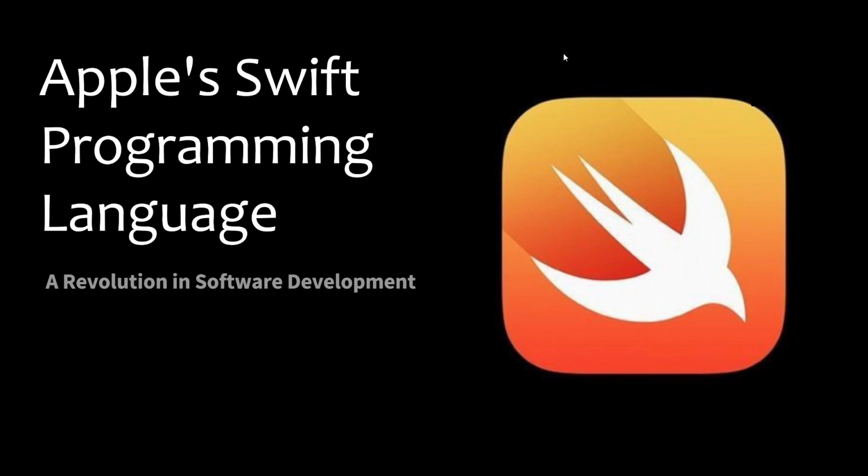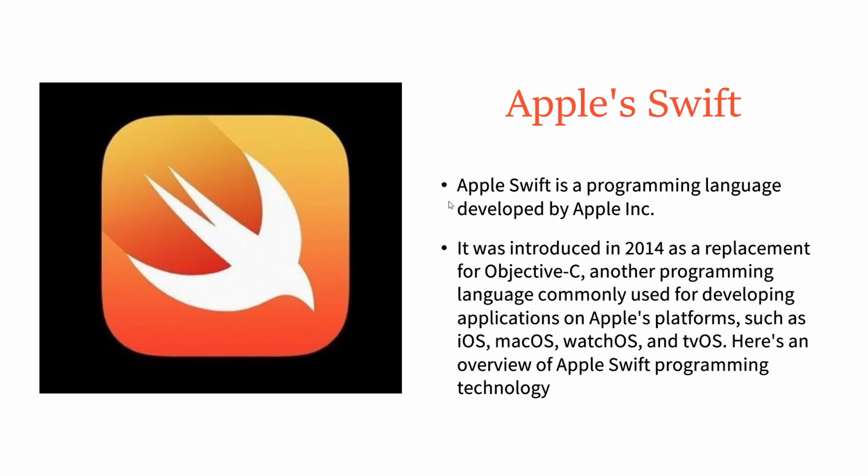Hi, in today's presentation, we are going to talk about Apple Swift programming language. Apple Swift is a programming language developed by Apple Inc. It was introduced in 2014 as a replacement for Objective-C, another programming language commonly used for developing applications on Apple's platform such as iOS, macOS, watchOS, and tvOS. Here's an overview of Apple Swift programming technology.